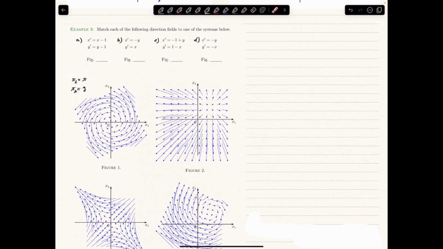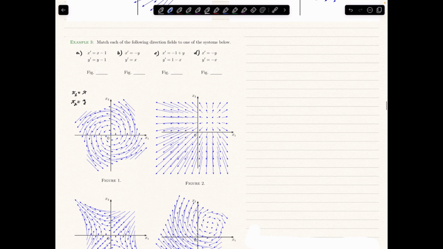Okay, so how do we do this matching? Well, actually we need to do very little calculation to figure out which vector field goes with what system. Very little work. Solution. This is to get intuition on, given equations, what the vector fields of these equations look like. And what we need to do is essentially two things.